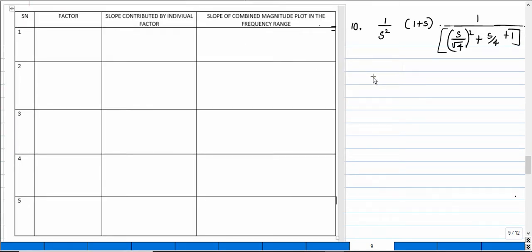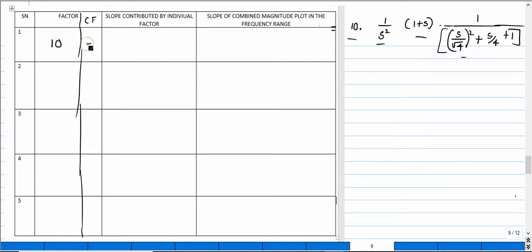Let me add to this table one more column, that is corner frequency. So make sure you represent the same. In total, how many factors? 1, 2, 3, 4 factors are available, and we have written them in ascending order. The first factor is 10. For the 10 we don't have any corner frequency, and the contribution will be 20 log 10, which will yield you 20 dB.